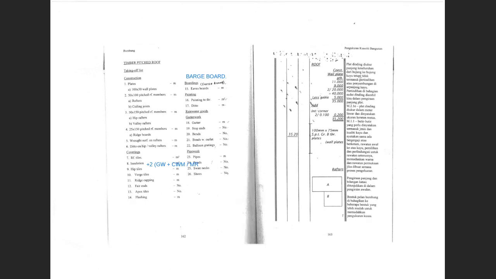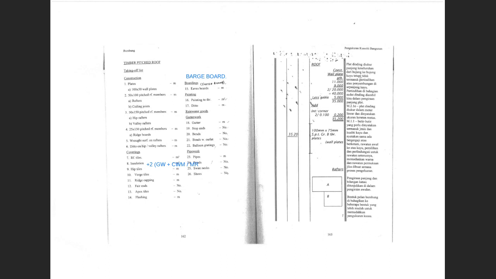Number 16, we have painting. This painting depends on what kind of painting, and which part it is covered under. So the barge board is covered under covering. The eave board is covered under rainwater downpipe. But because this author would like to give you the list of items according to the different clauses and sections, painting is under section U, boarding is under section M. So they group together according to the section.